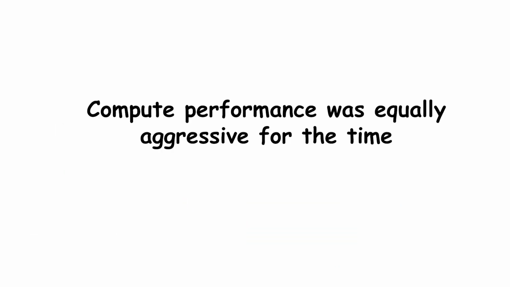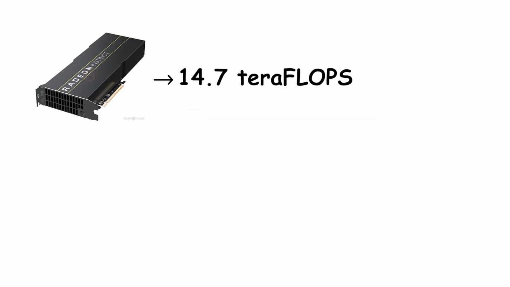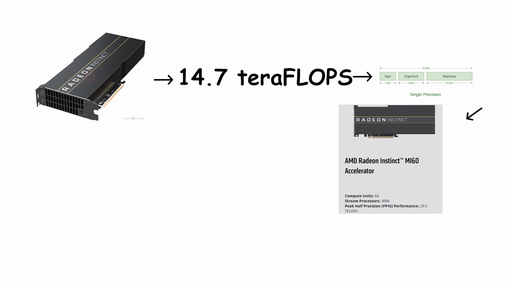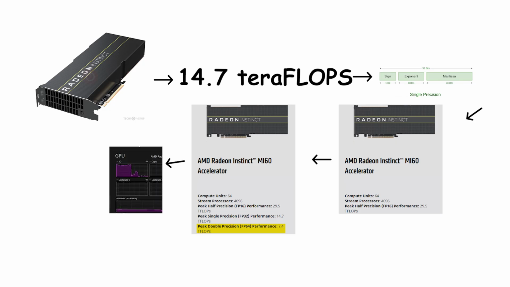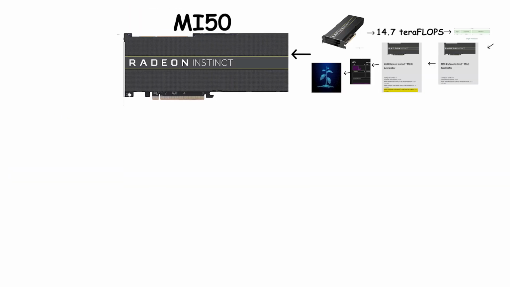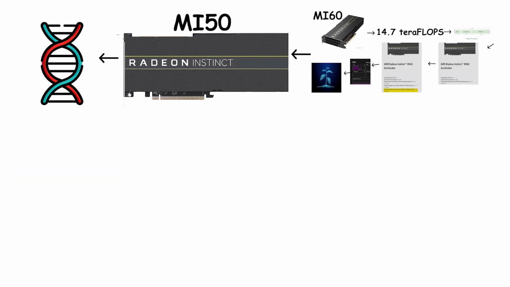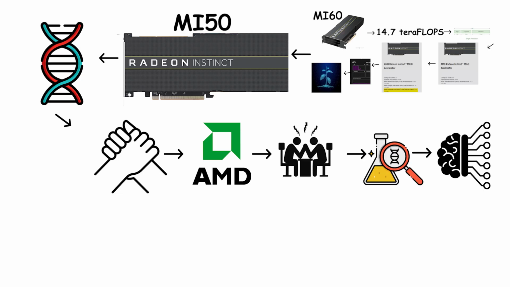Compute performance was equally aggressive for the time. The MI60 could reach about 14.7 teraflops in single precision and nearly 30 teraflops in half precision, while double precision performance hit around 7.4 teraflops, unusually high for a GPU, since most prioritized the lighter formats used in AI. The MI50 trailed slightly but shared the same DNA. Together, they were AMD's first accelerators that truly looked competitive for both scientific workloads and machine learning.